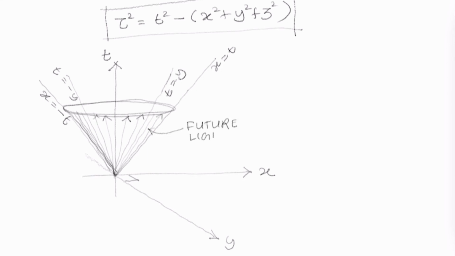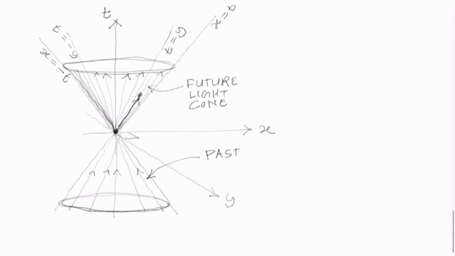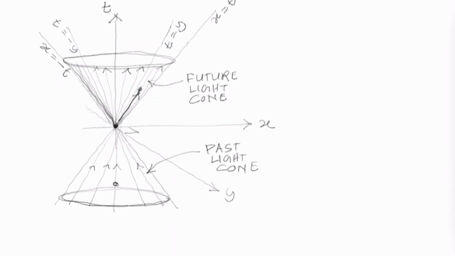This is called the future light cone. Points on this cone are the points to which a light ray can be sent from the origin. This is the past light cone. Points on this cone are the points from which a light ray can be sent to the origin. The region inside these cones is the time-like region. The region outside these cones is the space-like region.